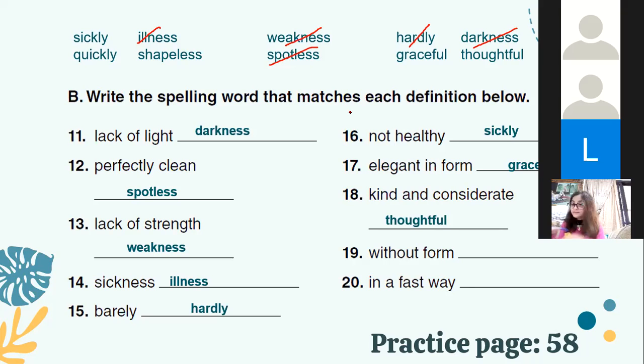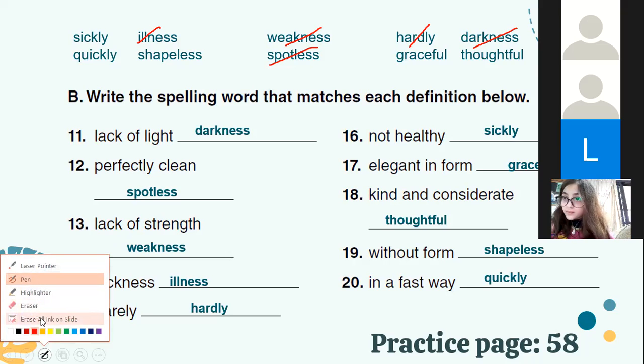Thank you. Number 19, without form. There is no form. Shapeless. Yes, that's right. Number 20, in a fast way. Quickly. Excellent, guys. If you want to solve these exercises again, they are on page 58 in your phonics practice book, and solve the rest of the exercises also.